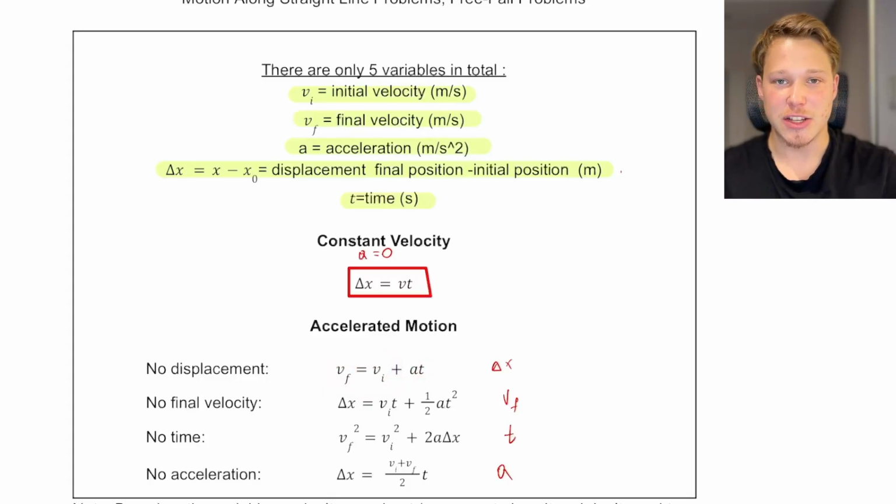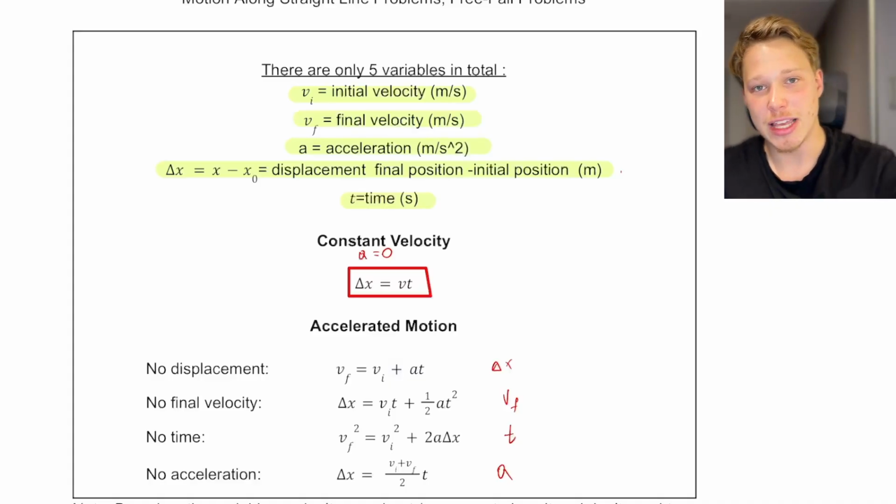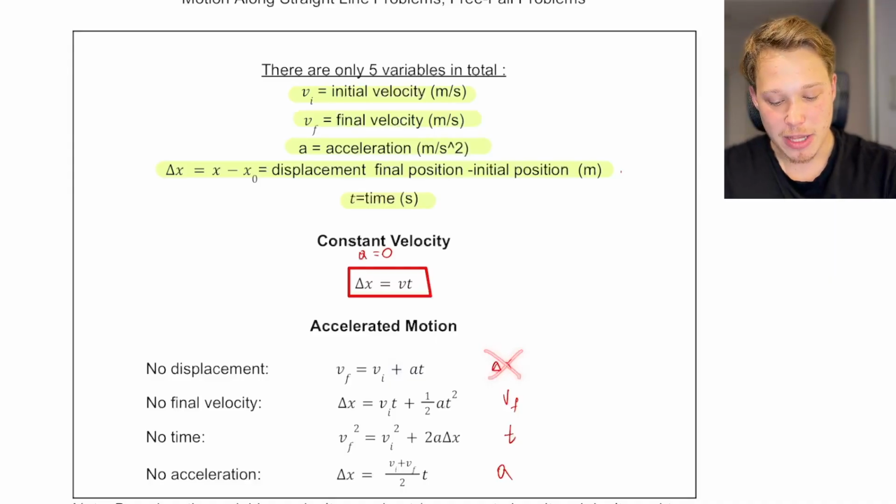So delta x is a variable you don't care about, meaning you don't need to find it and you're not given it. If that's the variable you don't care about, you cross it out, and based on the variable you don't care about, you pick one of the equations. If the variable you don't care about is the displacement, you would pick the first one. If it's the final velocity, you'll pick the second one. If it's time, you'll pick the third one. If it's acceleration, you'll pick the fourth one. We'll practice this method and look at it in a little bit more detail later.